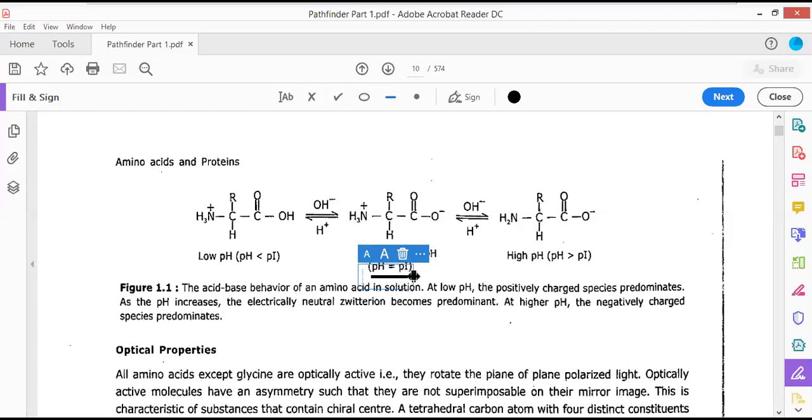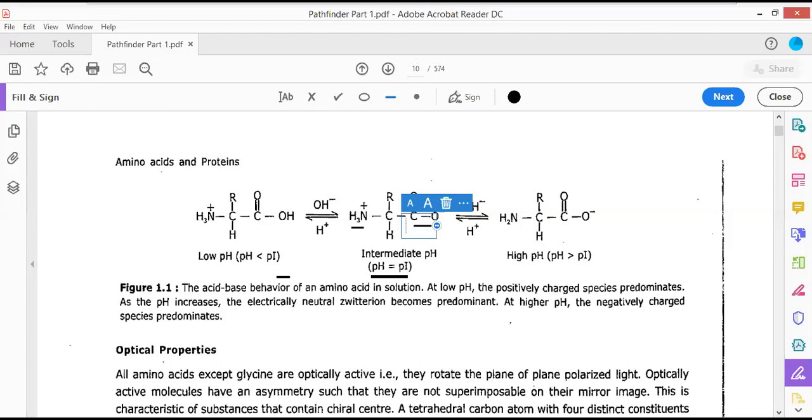Now see this, the point at which an amino acid occurs in the form of a zwitterion. It has a positive charge as well as a negative charge at that point, and the sum total of all the charges over the amino acid is equal to 0. Then it will behave as a zwitterion. The pH at which the amino acid behaves as a zwitterion is referred to as the isoelectric point or isoelectric pH.